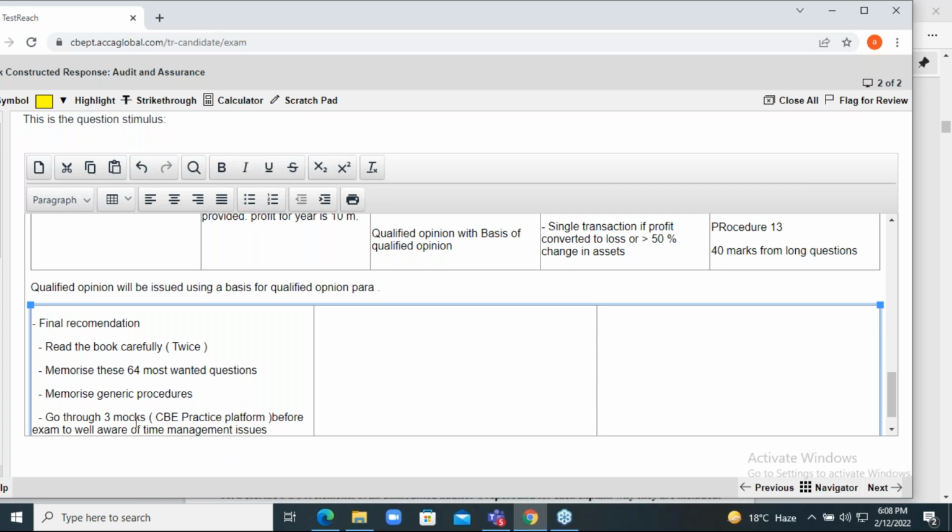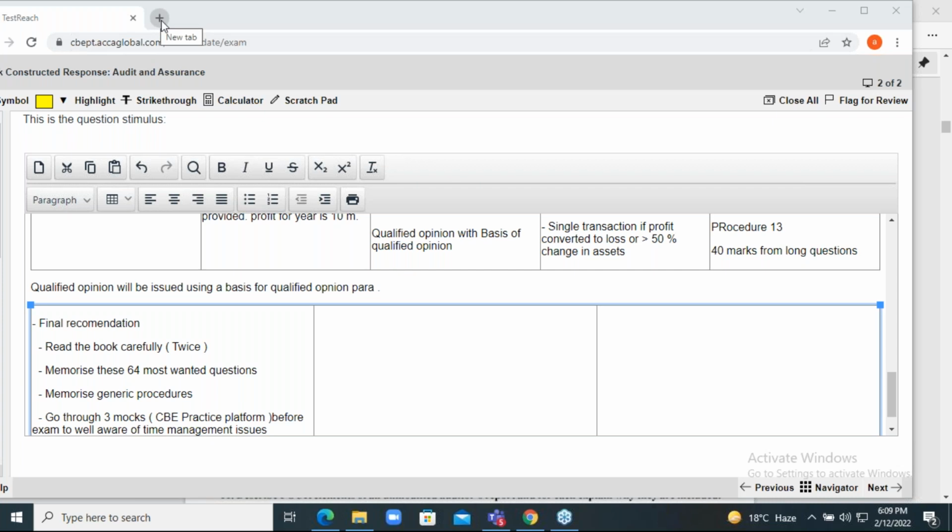So where are these mocks? Now I am on the ACCA practice platform. The sheet that you are seeing is at the CB practice platform. Now let me show you. Now these are the final 4 recommendations. Read the book carefully, twice, memorize these 64 important questions, memorize generic procedures, and go to the CB practice platform.